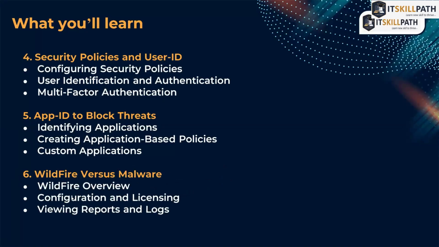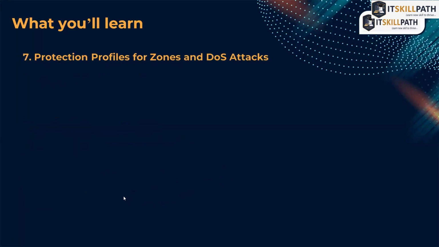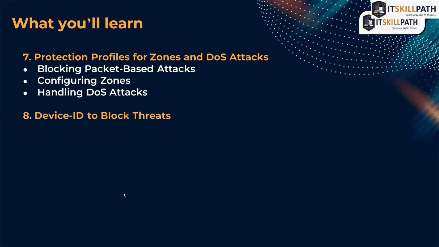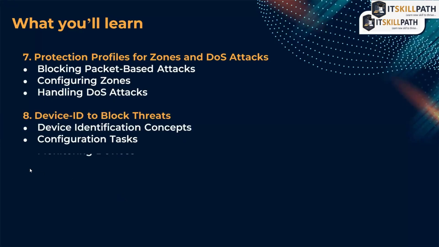Then how we can configure it, what licensing is required, and how we can see the logs. Then we'll see the profiles: how we can block DDoS attacks, how we can protect our network with antivirus, anti-spyware, and URL filtering, then how we can configure tasks, and how we can generate reporting and logging. We will cover this in the 8th domain, module 8.